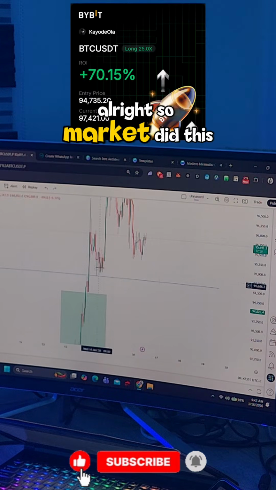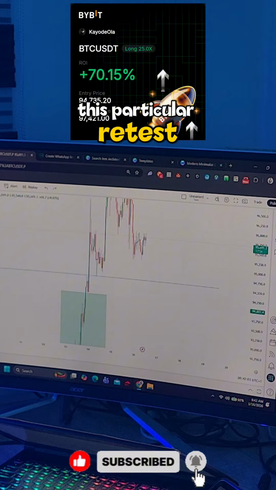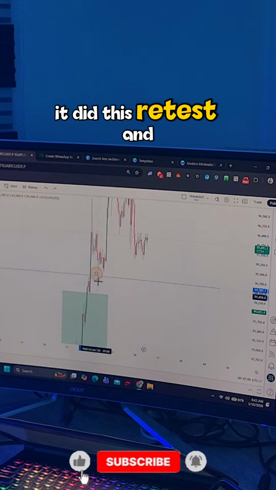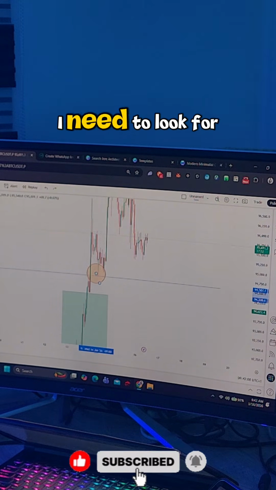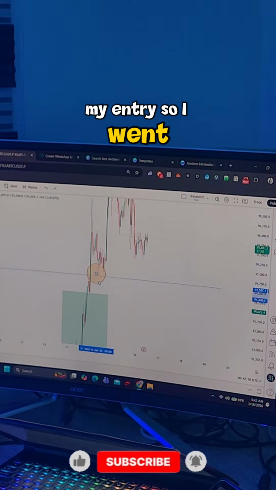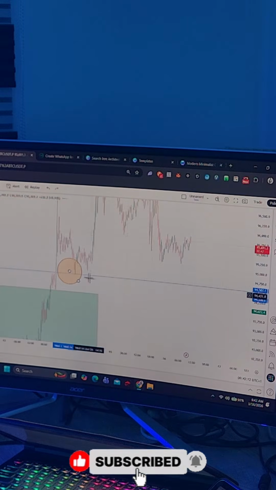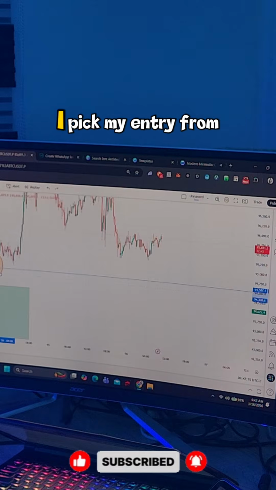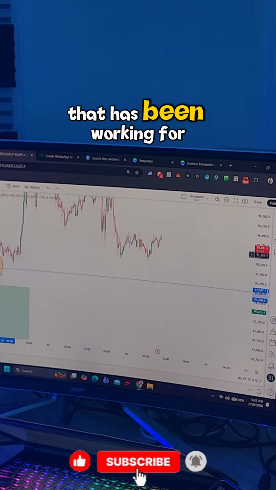All right, so the market did this particular retest. We did this retest, and I saw it at the right time. So what do I need to do? I need to look for my entry. So I went down to the 50 minutes time frame, and as usual, I picked my entry from a particular strategy that has been working for me.